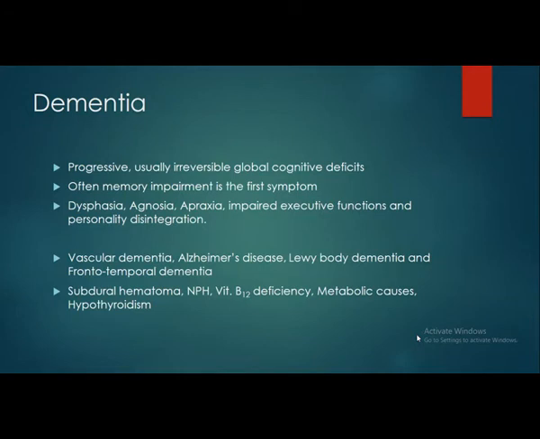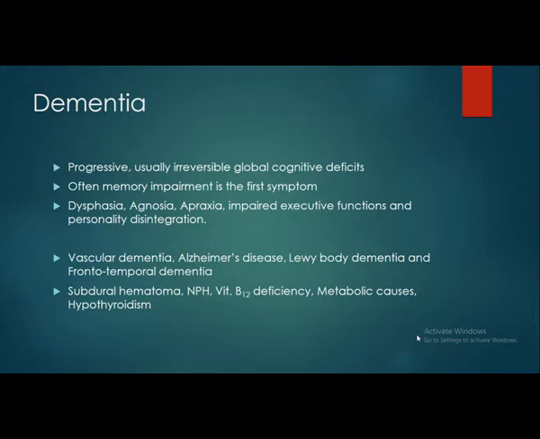Now we are moving to our next topic, that is dementia. Dementia is again concerned with global cognitive deficit. Delirium was also concerned with a disturbing global cognitive deficit, and dementia as well. But the main difference is that dementia is progressive and is usually irreversible.